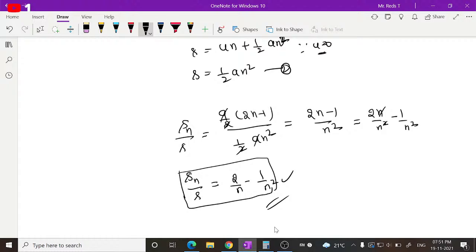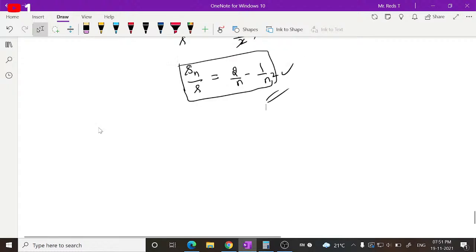Next, let us see the next question. It is the same page, page number 64, and question number, what is this, 10th one, right?